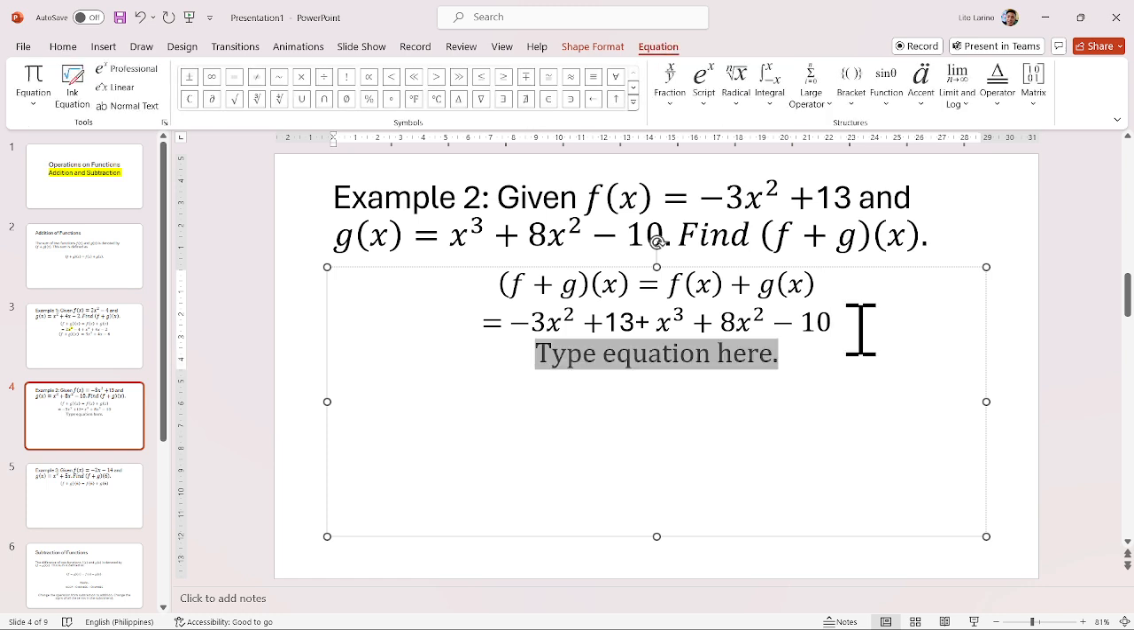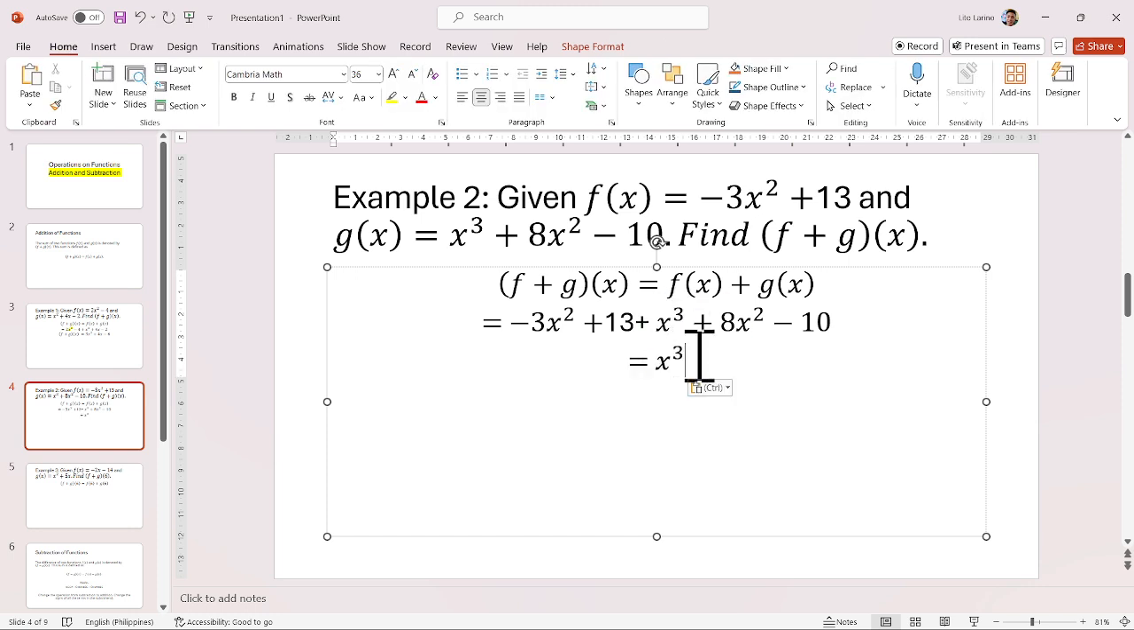We have the sum equals, the highest exponent is 3, and that is x cubed. There is only one term with 3 as the exponent of x. So we will just copy x cubed here. We will just put it here as the leading term of our sum. Then we have x cubed.